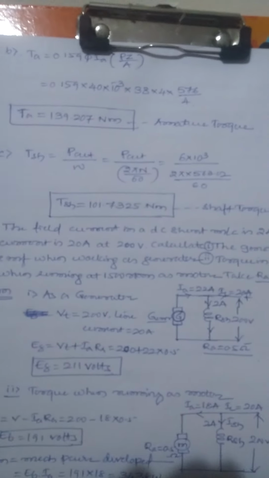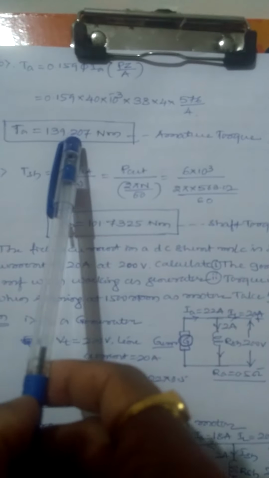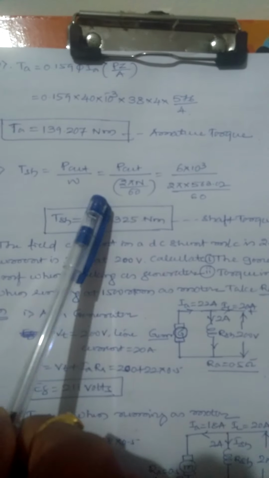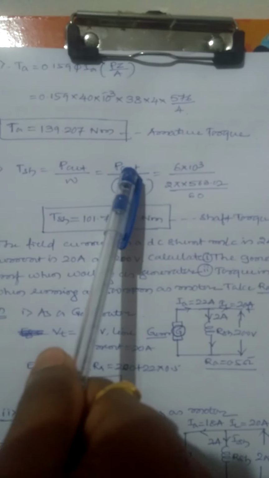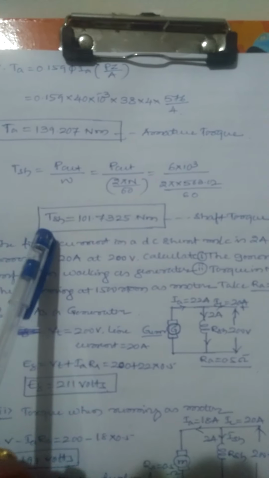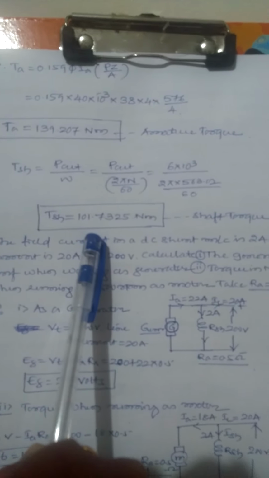Okay, next TA, the torque developed in the armature, 0.159 Φ IA PZ by A. Just substitute the values, you get TA as 139.207 Newton meter, the armature torque. Next the shaft torque, the third one: Pout by omega. What is Pout? Already given in the problem, power output 6 kilowatt. Omega is 2πN by 60. You get TSH as 101.7325 Newton meter. Okay, next problem.